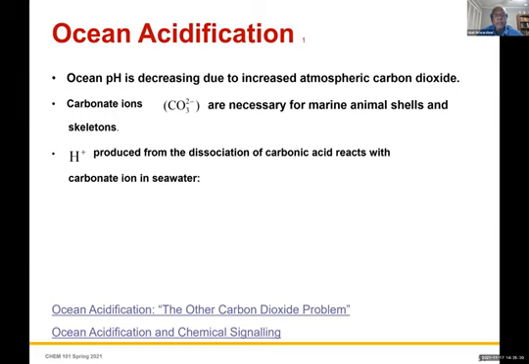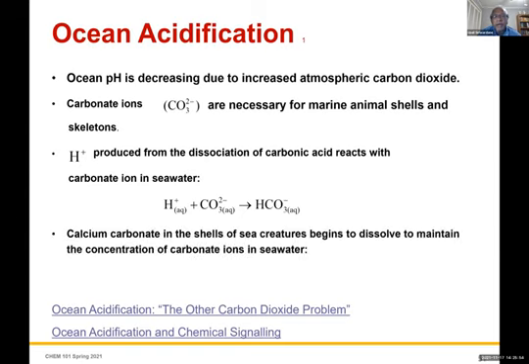reacting with hydrogen ion produced by carbon dioxide, carbonic acid, and reacting with carbonate ion in seawater. So carbonate ion produced from animal shells, seashells, reacts with acid and produces bicarbonate ion.